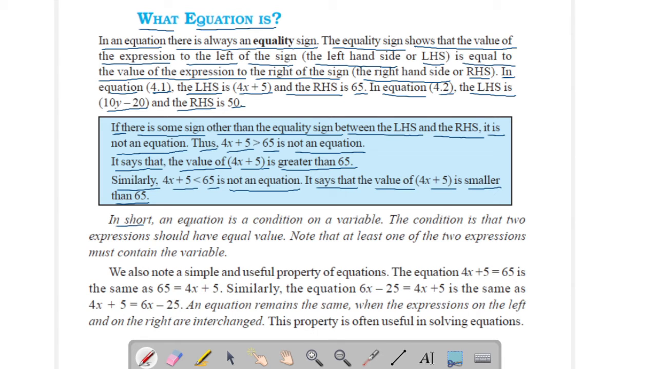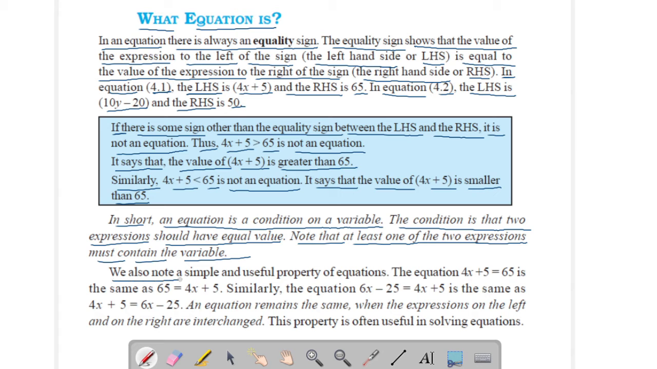In short, an equation is a condition on a variable. The condition is that two expressions should have equal values. Note that at least one of the two expressions must contain the variable.